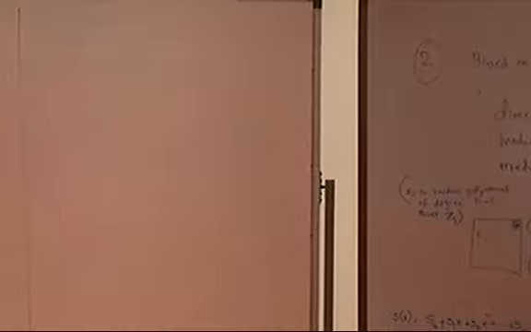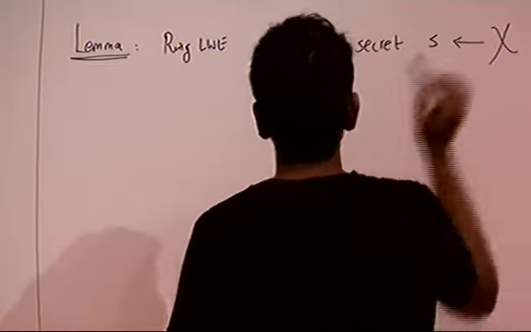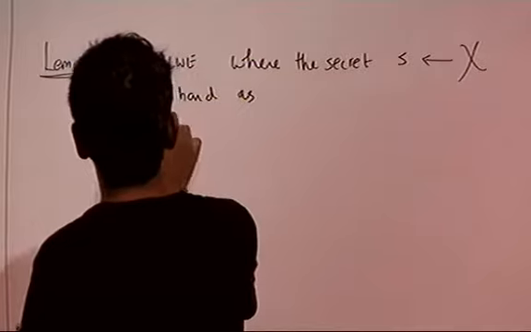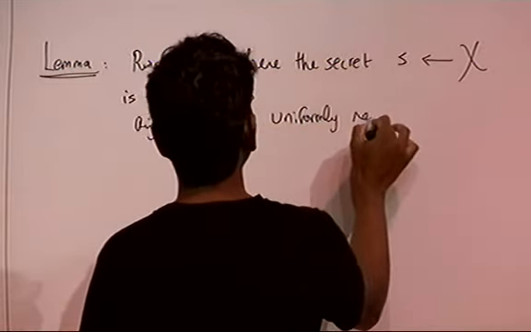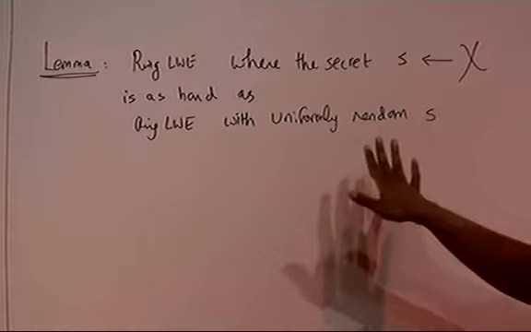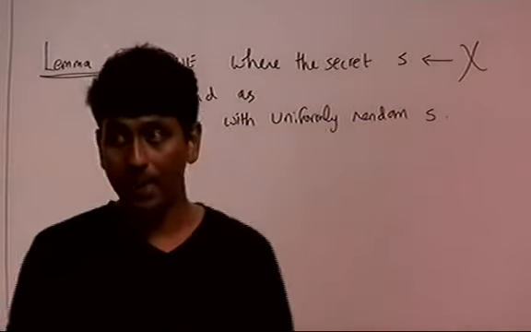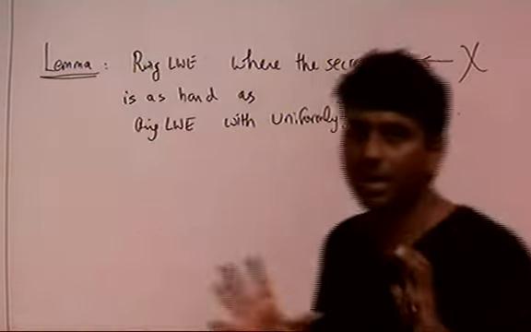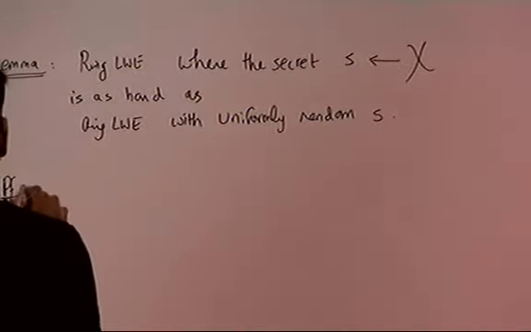What this lemma says is that the ring LWE, where the secret S comes from the error distribution, is as hard as ring LWE with uniformly random secret. Once I prove this, I am more or less done, because what this says is that the public key is computationally indistinguishable from random, and then I'll show the proof in a couple more steps. This is really the main technical obstacle to the proof. So why is this true? This is actually a very simple proof.